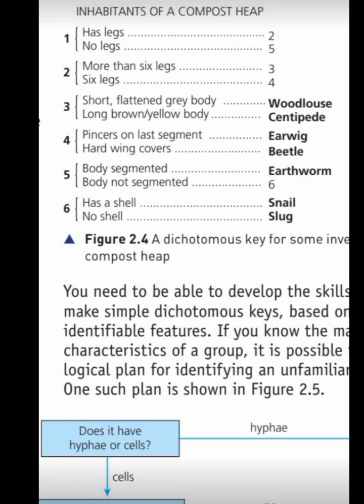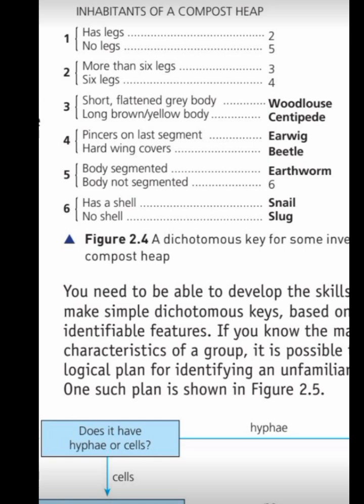Now we have identified the 4 organisms. We are not going to move to another step. Now moving to step 1, that is incomplete, because we said that if it has no legs, we have to move to step 5. In step 5, we ask whether the body is segmented or not segmented. If it is segmented, then it is called the earthworm, and if it is not segmented, then we have to move to step 6.